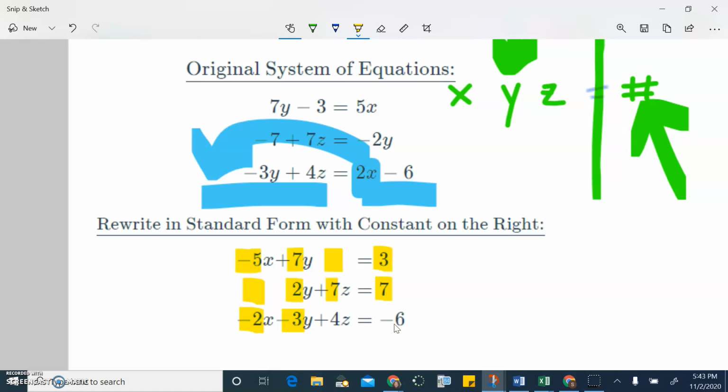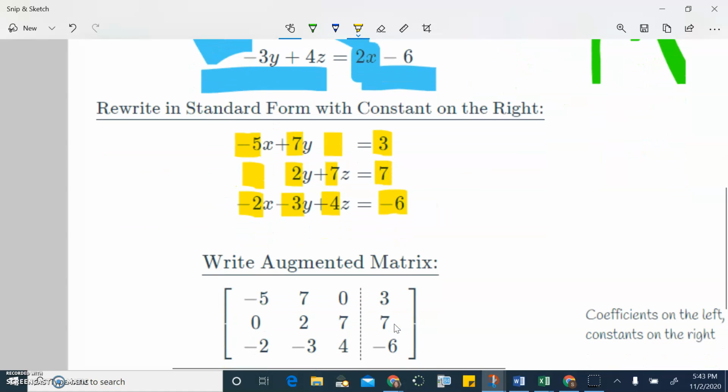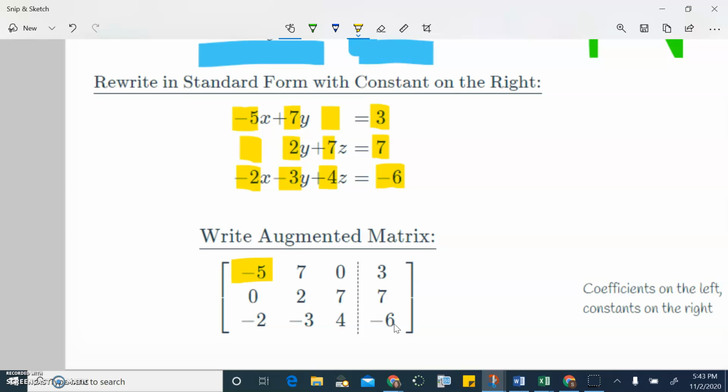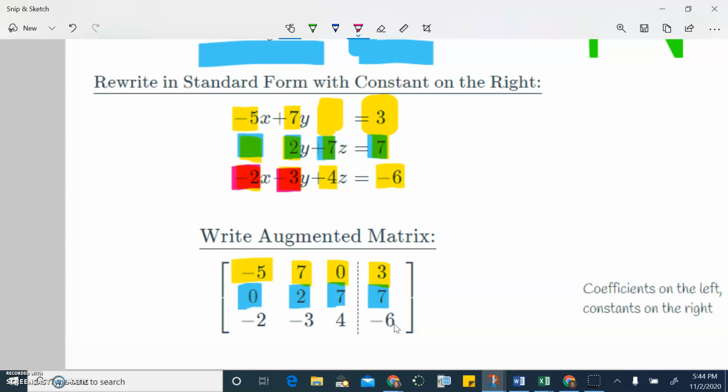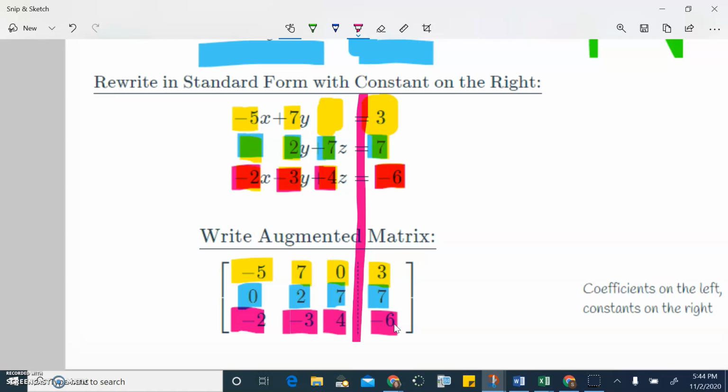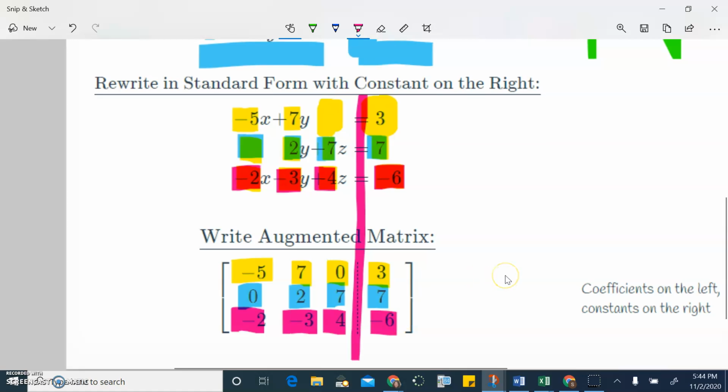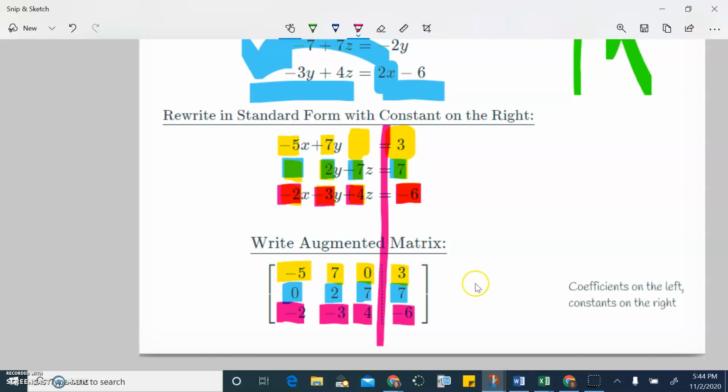Any of these spots that has a hole in it is going to be a 0. See, look, -5, 7 from up here. Nothing is 0. From right here, 3. Next row: nothing, 2, 7. Do it again. Last row: -2, -3, 4, -6. And just like this equal sign, there's a symbol, that dotted line, in an augmented matrix that represents an equal sign, okay?